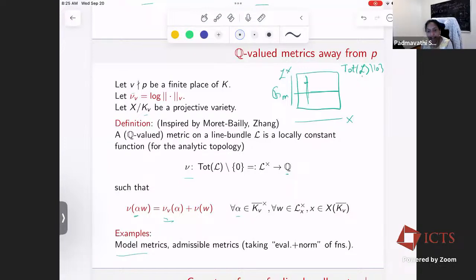There's also another nice class of metrics that you get by evaluating on the trivial bundle. It corresponds to evaluating functions at your specified point and then taking the norm, right? So you have various natural classes of Q-valued metrics around. So this is the data at places away from p in the adelic metric.